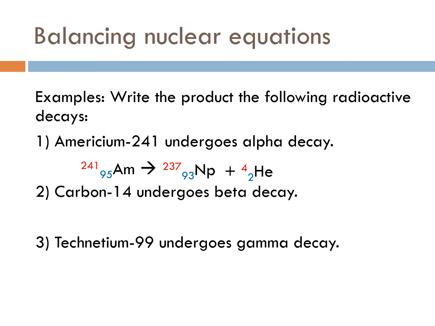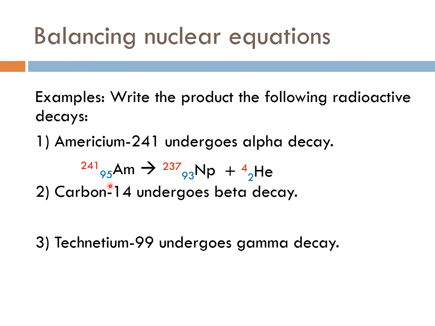Okay, we need to find the element. So what we want to do, let me get the pointer. We need to have a situation where these 2 numbers sum up to give me 241. So I have the 241, I have the 4. So what I have to do is 241 minus 4, 237. That's going to be the mass of my product.